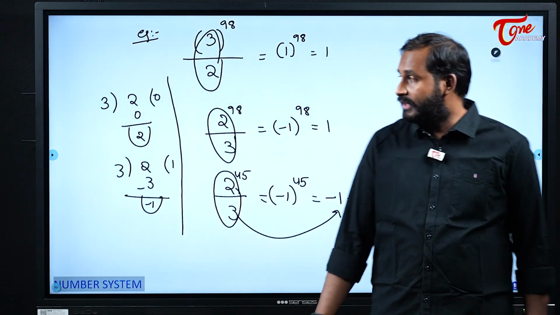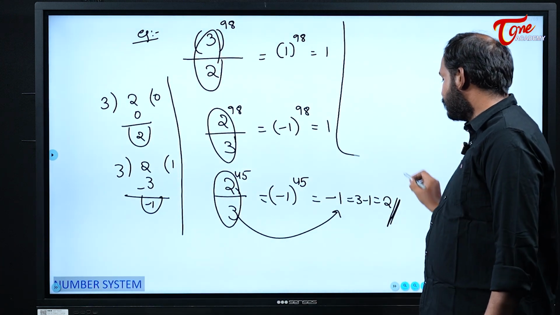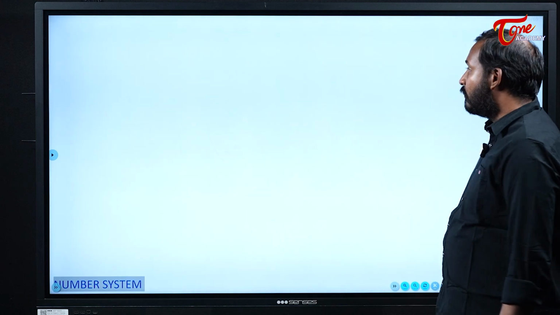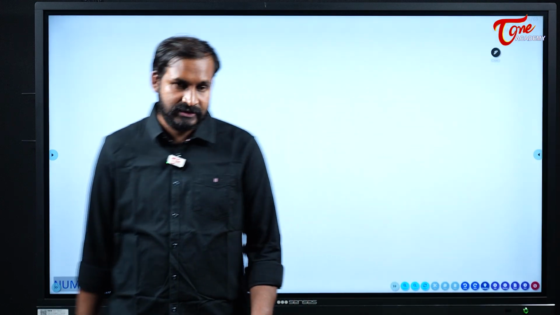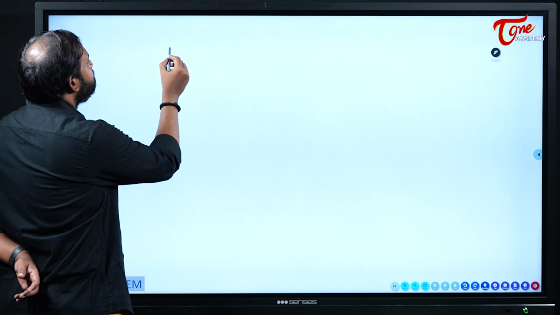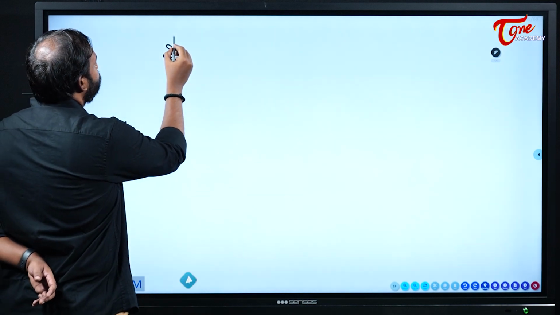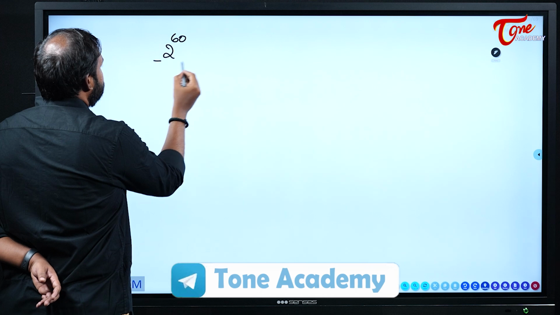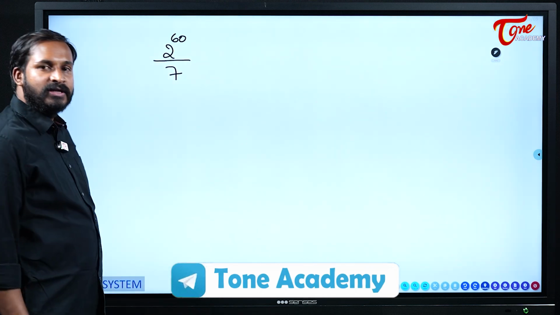In this manner, we will write the remainders for these things. For example, there is one more question, something like this. What is 2 power 60 by 7? 2 power 60 by 7.